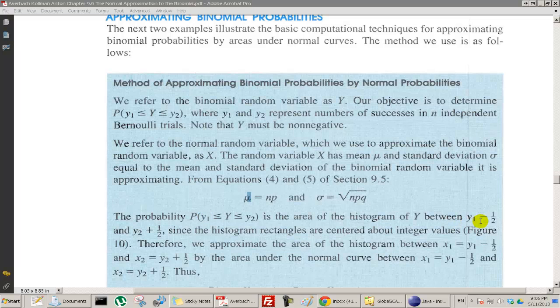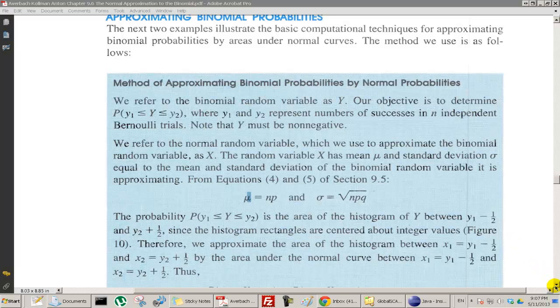But we're going to make a slight correction here. Instead of y2, we're going to have y2 plus a half, and instead of y1, we're going to have y1 minus a half. That's because, remember, we're talking about the histogram, and the bars extend half in either direction from the y value. So if it's y2, the bar extends from y2 minus a half to y2 plus a half. So that's why we have this half correction.